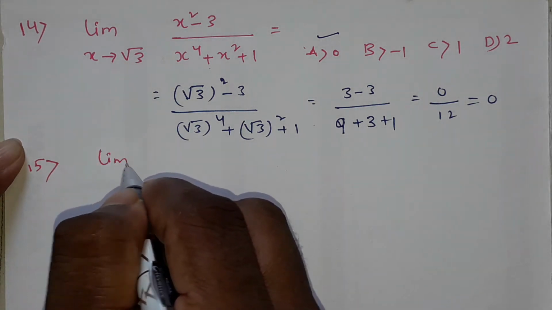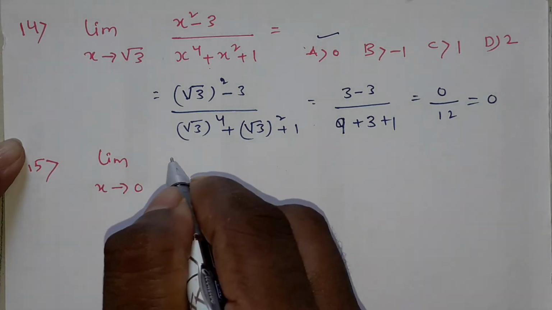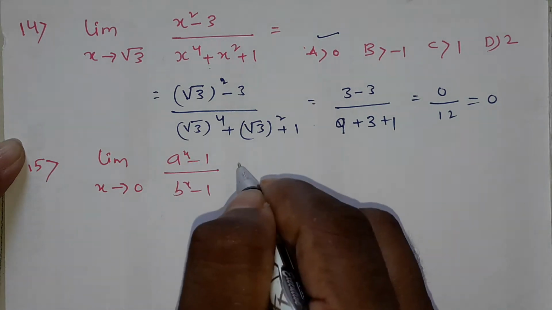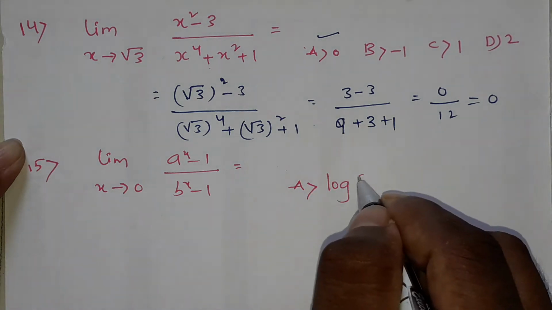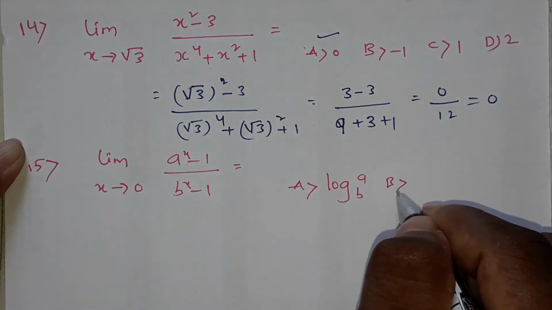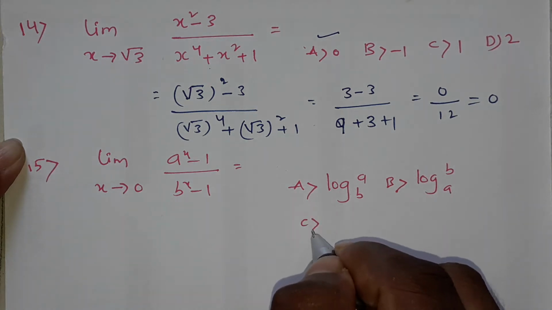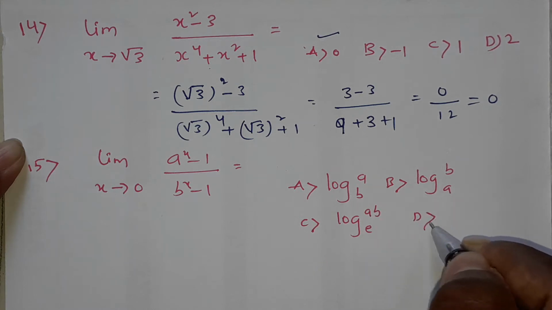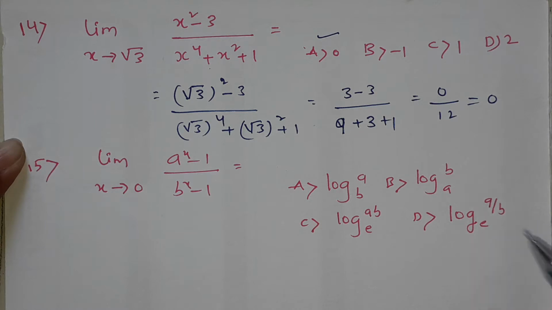Limit x tends to 0, (a^x − b^x)/x is equal to. Option A is log a base b, option B is log b base c, option C is log ab base c, option D is log a by b base e. Simple question, already the basic formula.